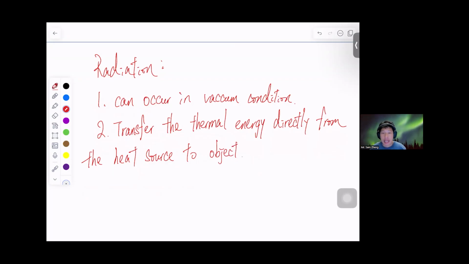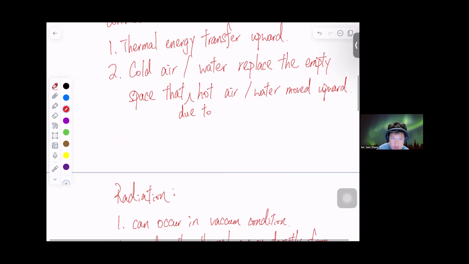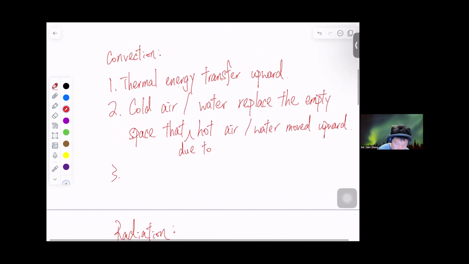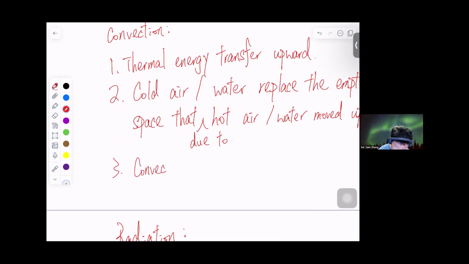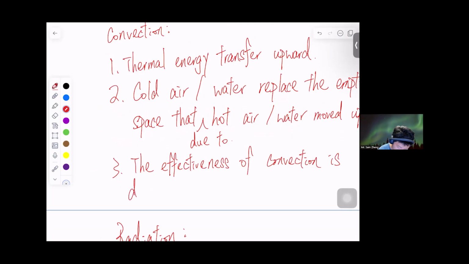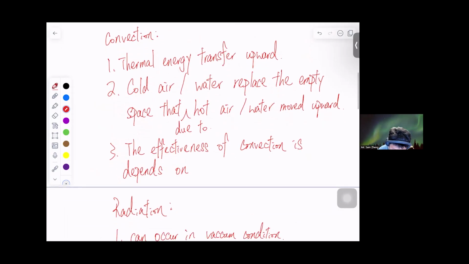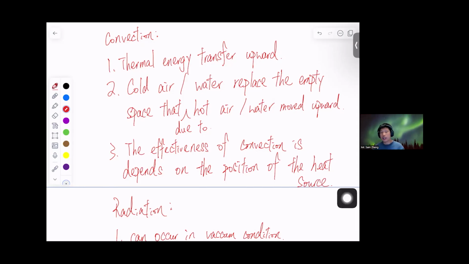Now we have this idea. Then in this case, we have already gone through three types of heat transfer process. Oh, sorry. There should be one more idea for the convection. The effectiveness of convection depends on the position of the heat source. So for convection, there are three ideas, while for radiation, there are two.